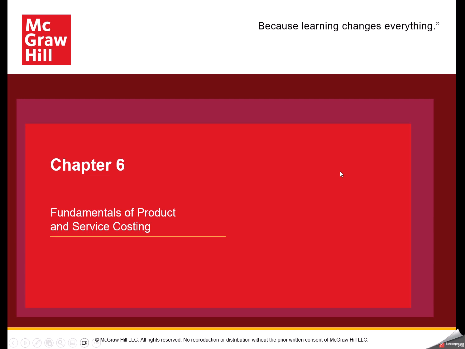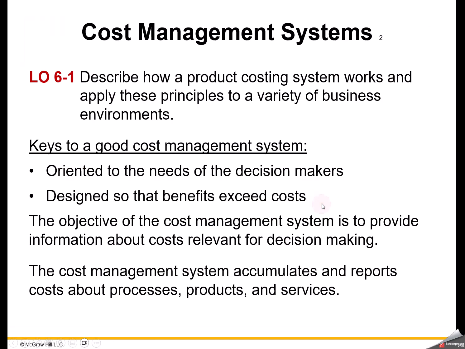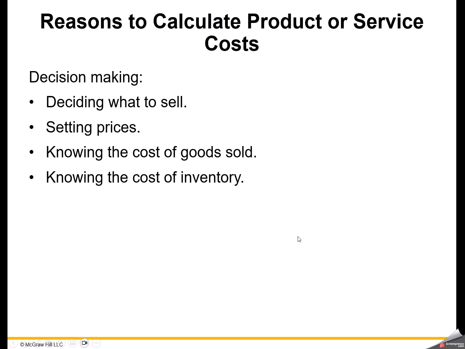This chapter, we're going to talk about the fundamentals of product costing. Our cost management systems are basically designed to help people make decisions, and they're also designed so that the benefits do not exceed the costs of maintaining these cost management systems. They're going to help us make decisions, and then we'll accumulate reports to report back on those things.